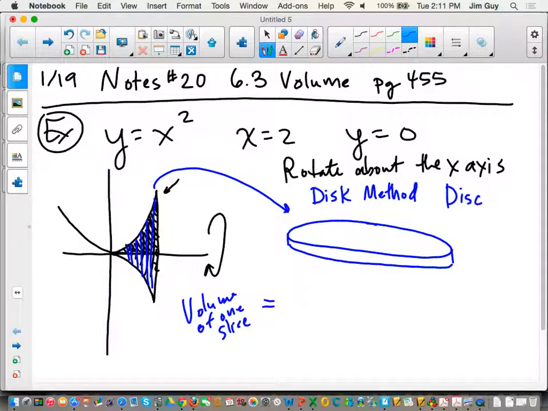Volume of a cylinder is pi r squared times the height. Perfect. Well, for our slice of ham, this is the height right here. And if you go back to the drawing, the width of this, that's the height. And what do we call the width of these slices? Delta x.